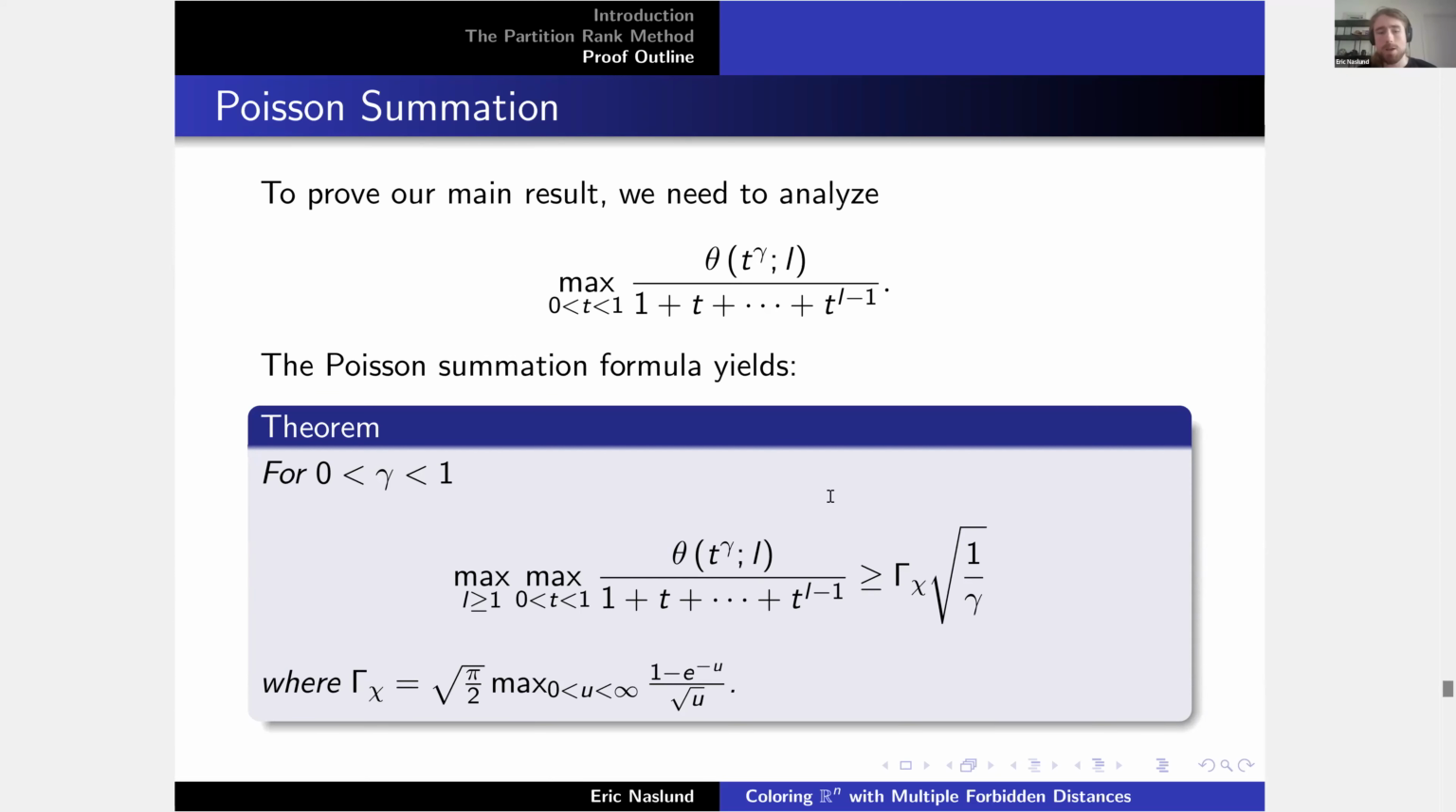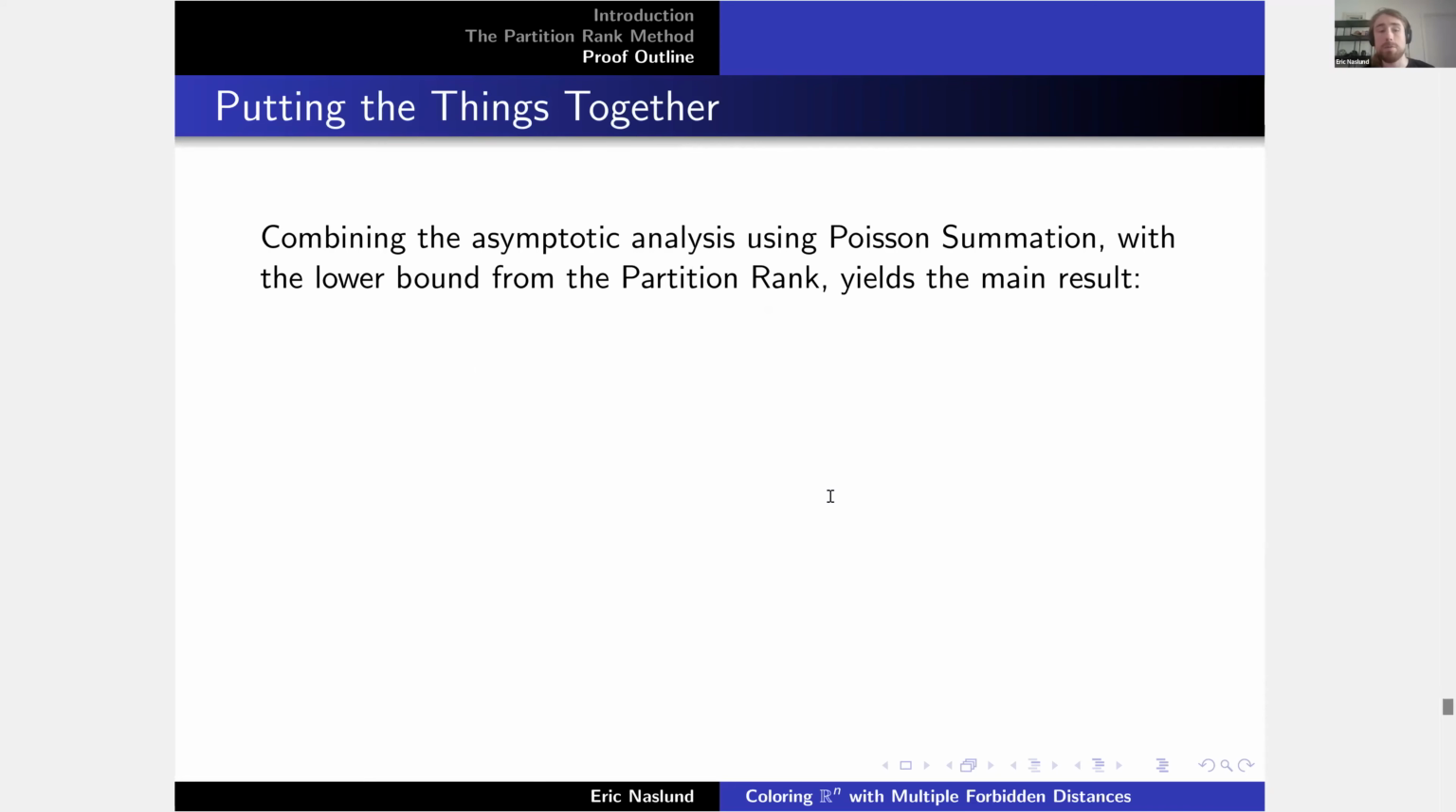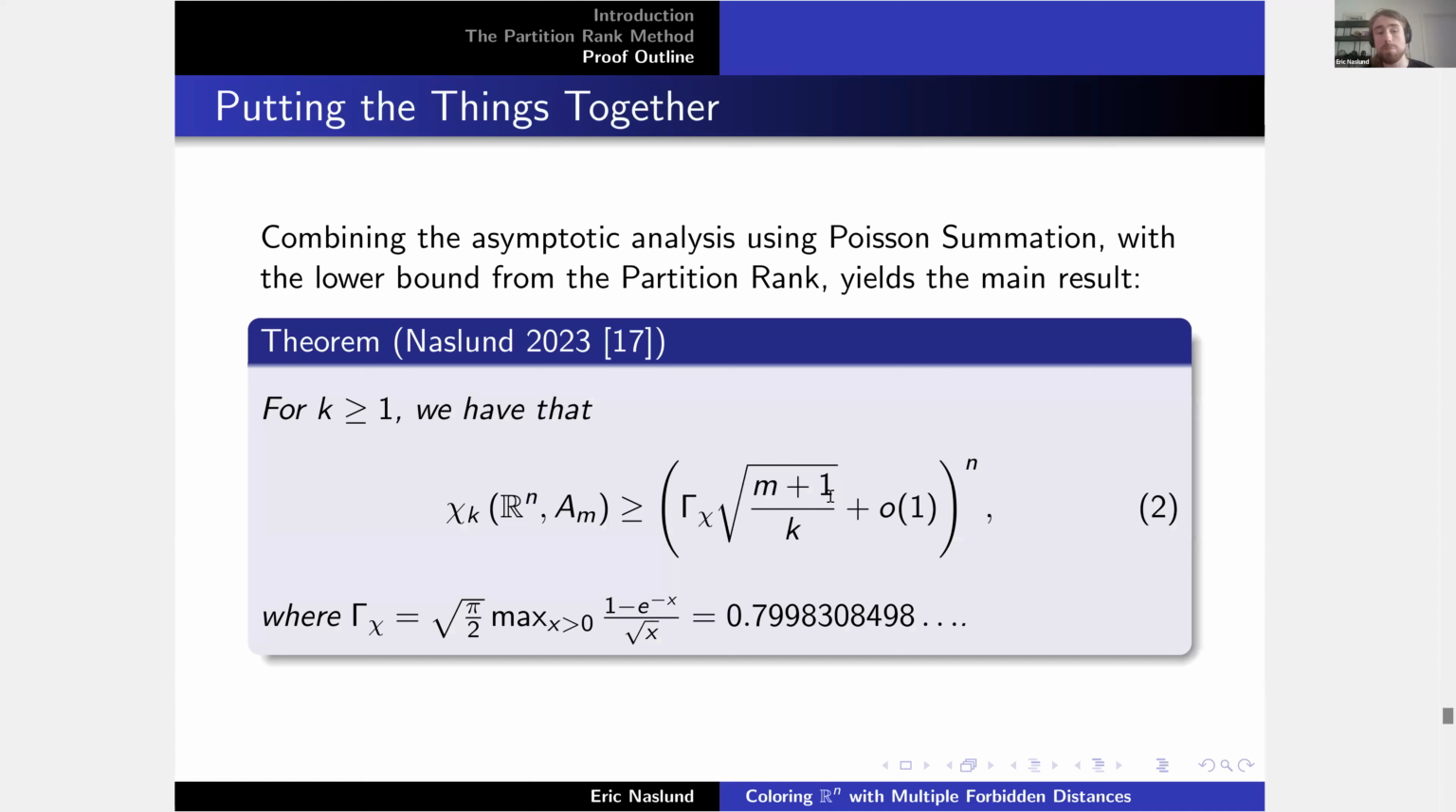So what we end up having is a lower bound across all L, or the maximum across all the L of this quantity has to be at least this funny constant gamma chi. And this constant gamma chi is coming directly out of the Poisson summation. And so this is the last theorem. This, combined with the previous one, ends up giving us the bound in our main result that we had earlier.